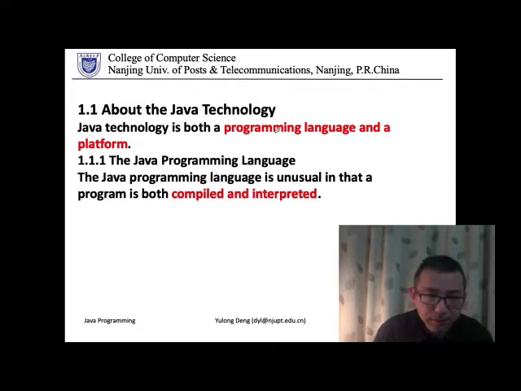So let me start with the first concept, the Java programming language. The Java programming language uses both compiled and interpreted technology. Well, what is compiled? What is interpreted? They are two different technologies used by almost all programming languages. But Java uses both of them. Well, why? Let me give you an example.